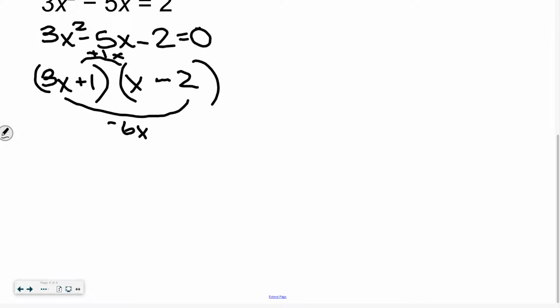Okay. Now the other two looked like it could have been 5x, but then they would have both had to been negative, which would have made it a +2 at the end. Does that make sense? So you have to be careful there. And this is equal to 0.